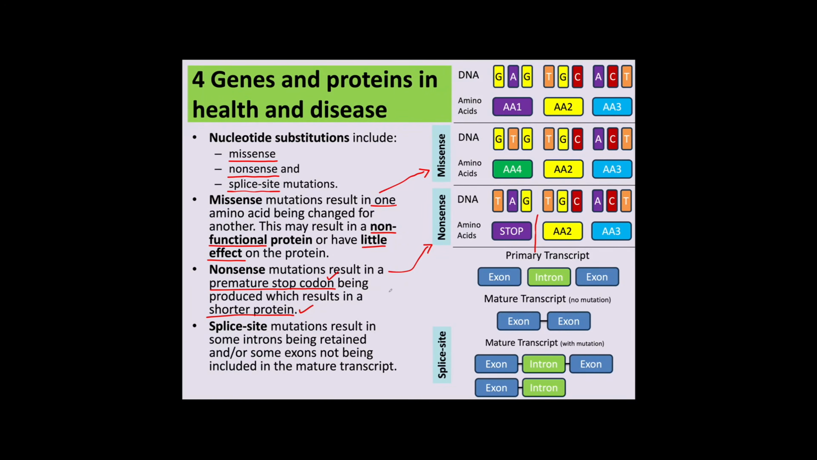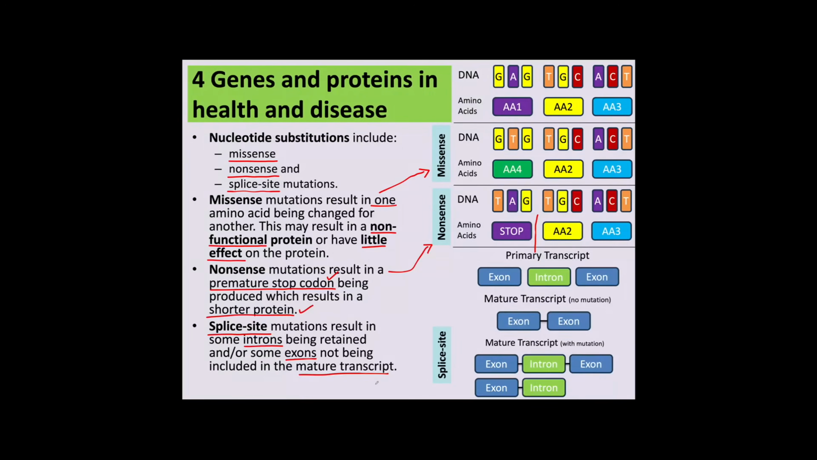You might think all of this just sounds like nonsense, to be honest, but these are the names that are given to these substitution mutations. And the last type of substitution mutation is called a splice site mutation. Now, those result in some introns being retained and some exons not being included within the mature transcript.